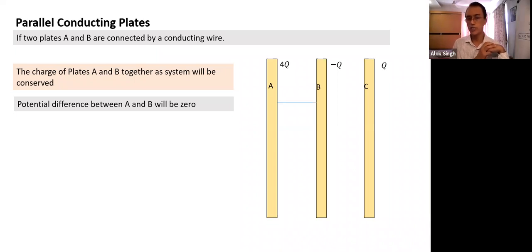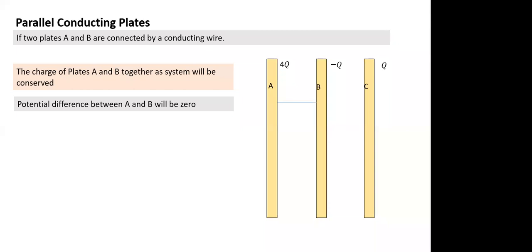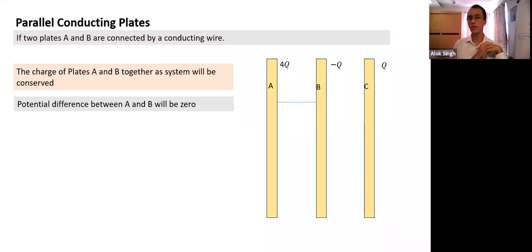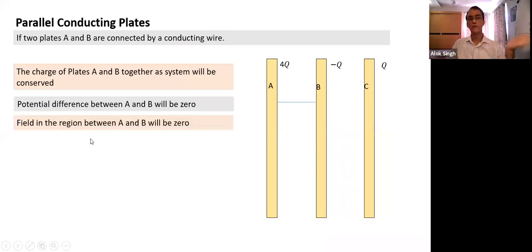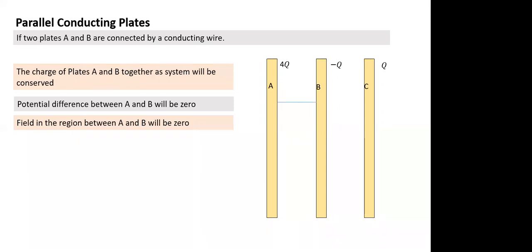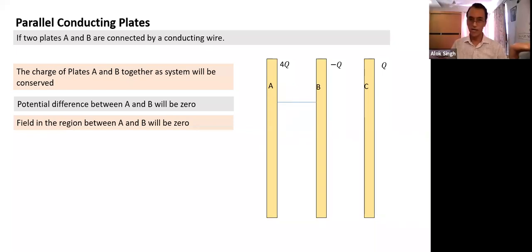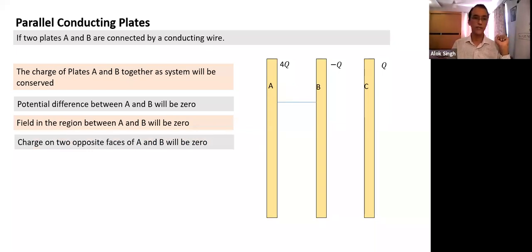What would cause the potential difference between plates A and B to be 0? The field between A and B must be 0. That's the next statement. The field in the region between A and B will be 0. What else can I conclude based on this? The opposite faces should have 0 charge. Perfect. So the charge on the two opposite faces of A and B will be 0.